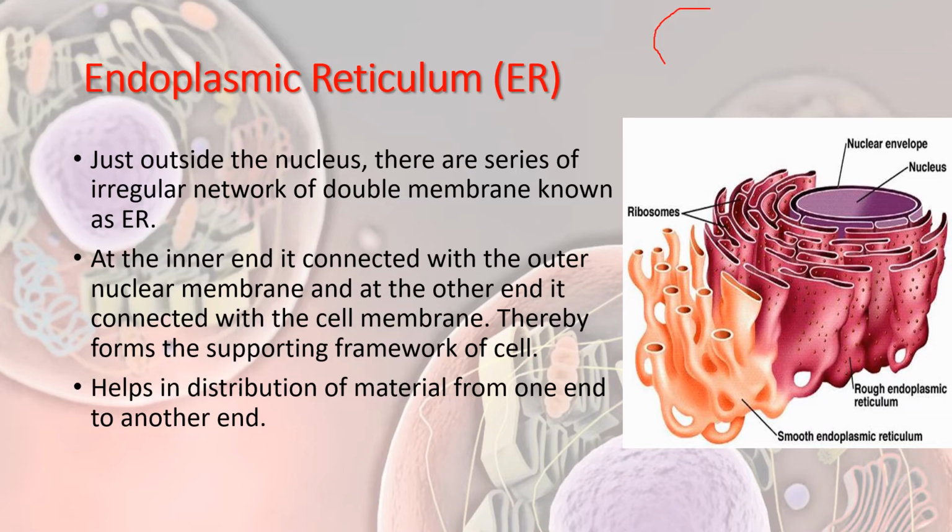Like this. If this is a cell and this is a nucleus, the outer nuclear envelope is continuous with these irregular sheets. So at the inner end of this endoplasmic reticulum, it is connected with the nucleus, and at the other end, it is connected with the plasma membrane or cell membrane. So it acts like a supporting framework of the cell. Functionally, it helps in distribution of material from one end to another end. Now, there are two types of endoplasmic reticulum found.